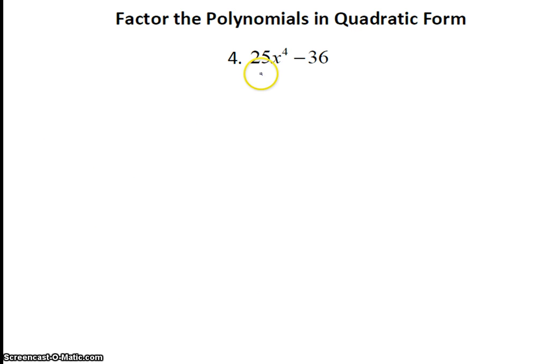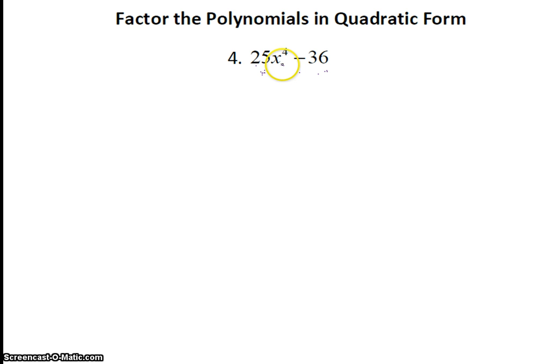So for this one, when you have two terms, I want you to think if it's the sum of cubes, difference of cubes, or difference of squares formula. Well, I don't have anything cubed. I don't have a GCF I pull out. But I can see that this is a perfect square and this is a perfect square, and it's going to be a difference of squares.